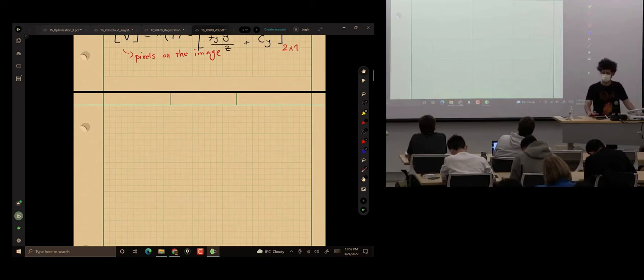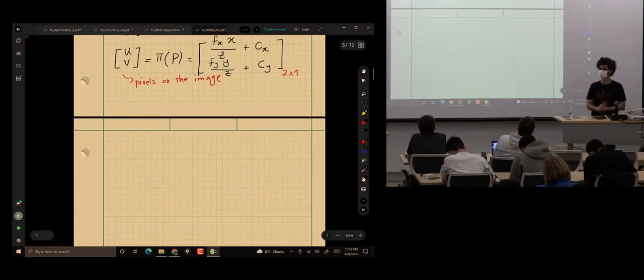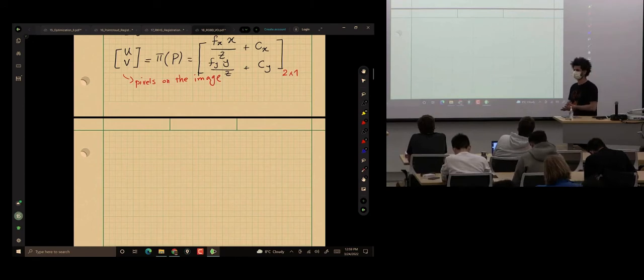So we have the model. What's next? Looking for ideas.